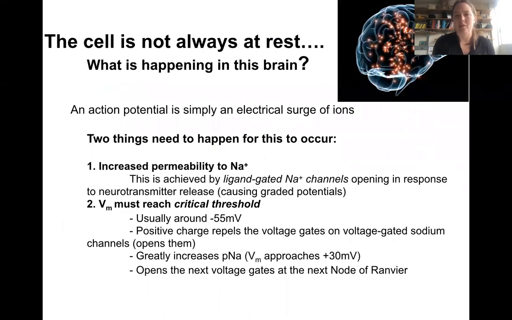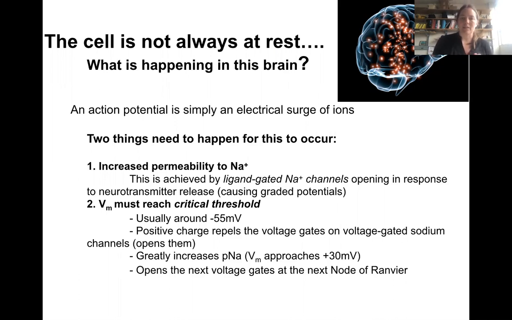Okay, so we know that obviously the cell is not always at rest. In this brain, you can see all the lit up areas that are representing neurons firing action potentials. And what that is essentially is just a surge of ions moving across the membranes of the neuron and traveling down and then being translated into a chemical signal at the synapse.